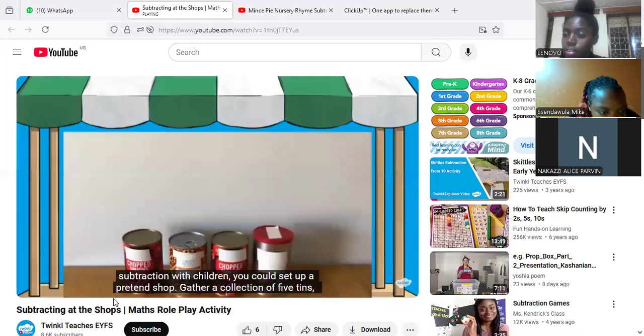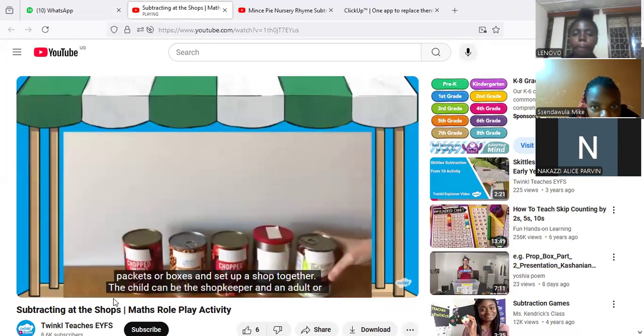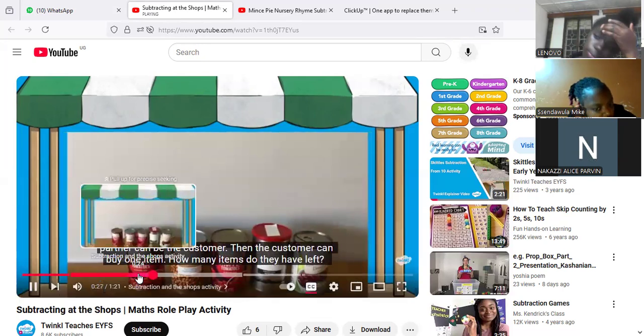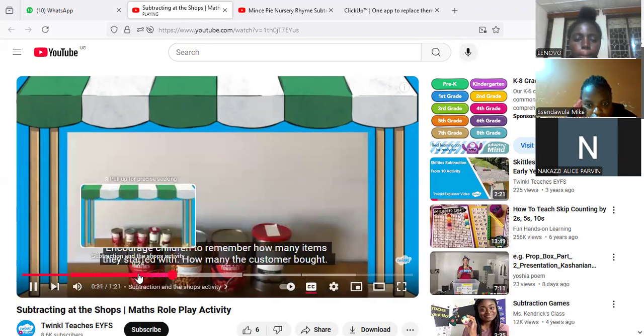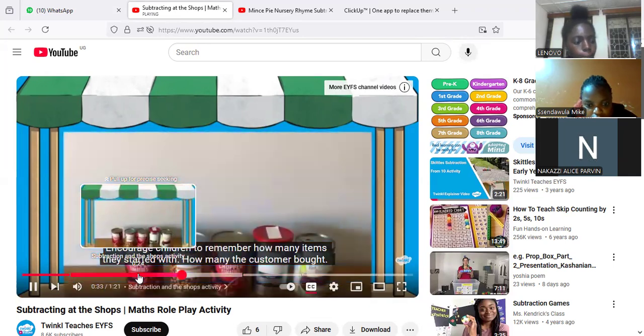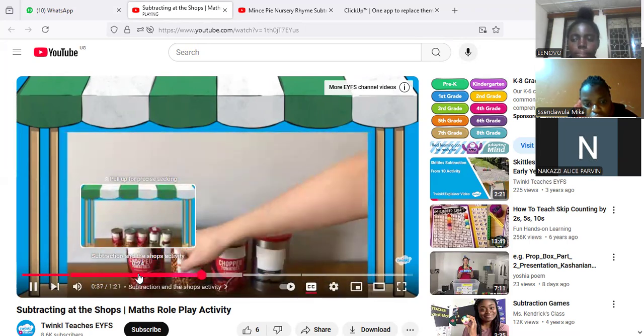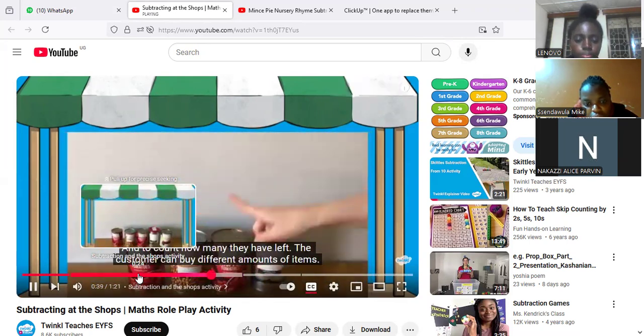Gather a collection of 5 tins, packets, or boxes and set up a shop together. The child can be the shopkeeper and an adult or partner can be the customer. Then the customer can buy one item. How many items do they have left? Encourage children to remember how many items they started with, how many the customer bought, and to count how many they have left. The customer can buy different amounts of items.